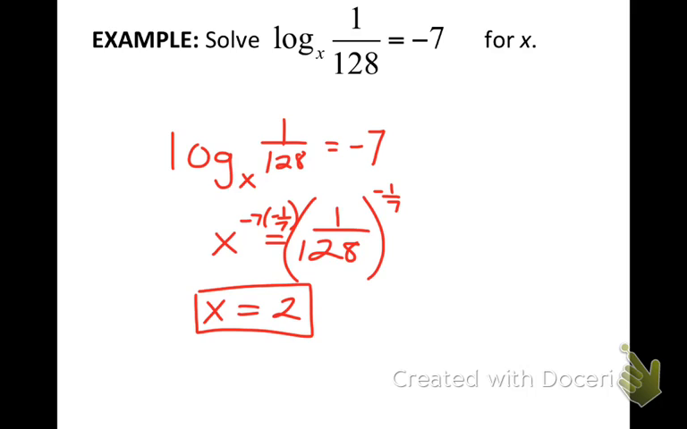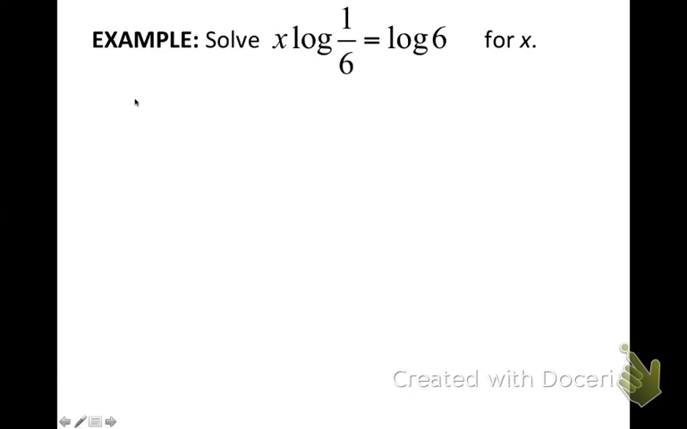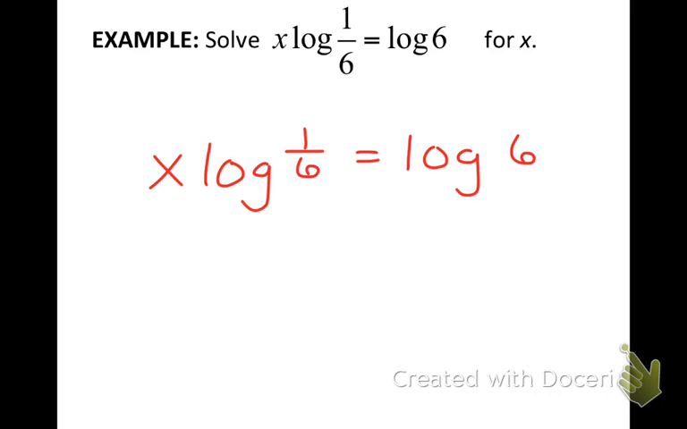All right. What about if our x is nowhere near the log? So now I have x log 1/6 equals log 6. Can you cancel the logs? We can't cancel the logs. Would the x be the exponent? We could take it to the exponent, but then it's going to get even funkier. Let's make our lives easier.